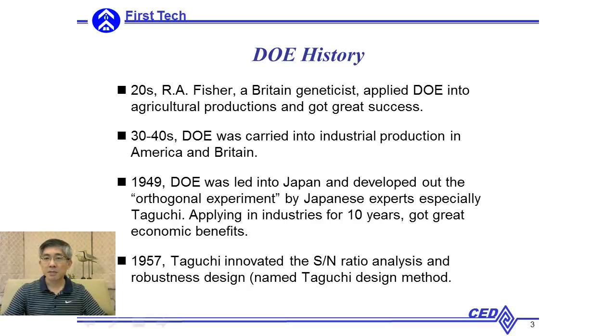He applied this method in industries for 10 years and got great economic benefits, and it also raised a lot of attention. And in 1957, Taguchi invented the concept of signal-to-noise ratio, just what I introduced in the last section, and used the analysis of mean to get the robust design. He called this method the Taguchi method.